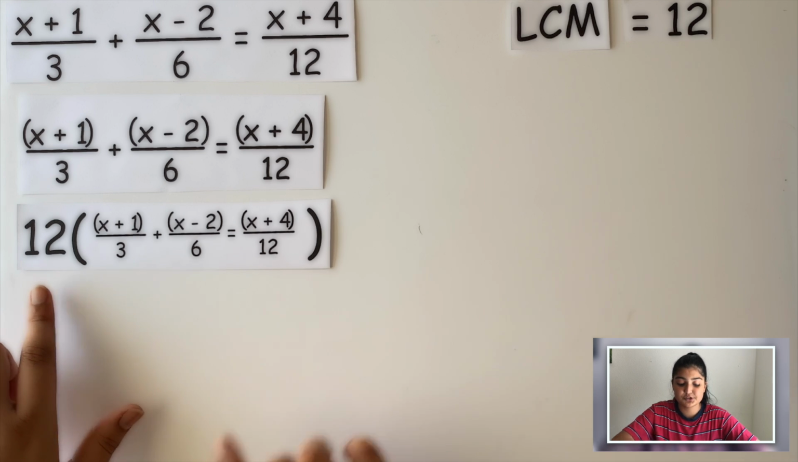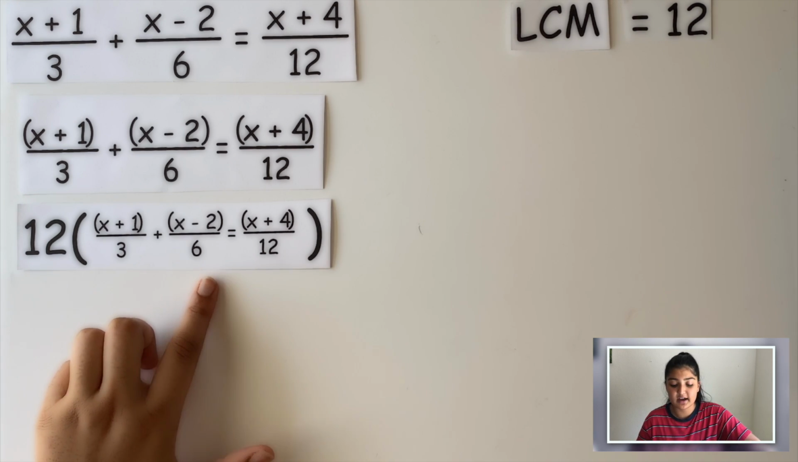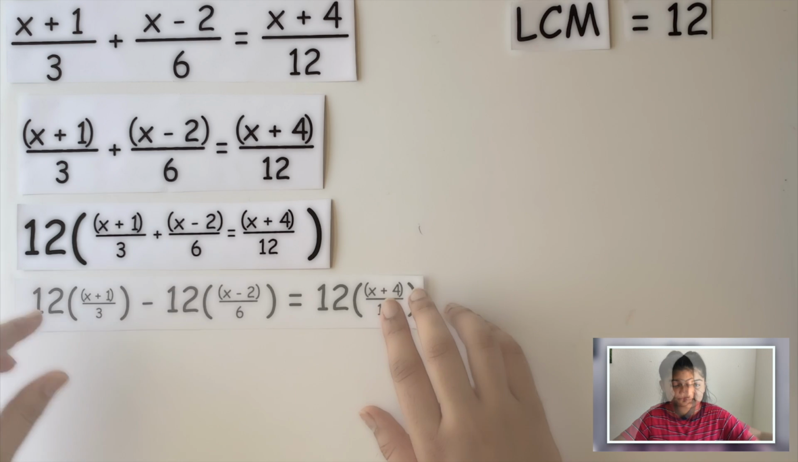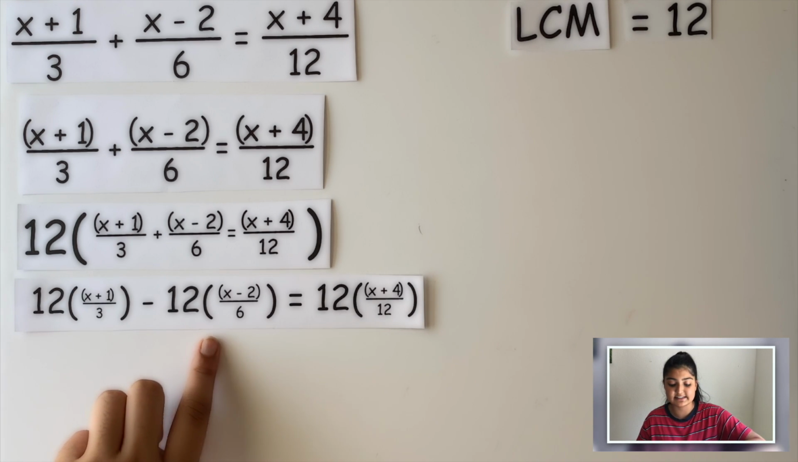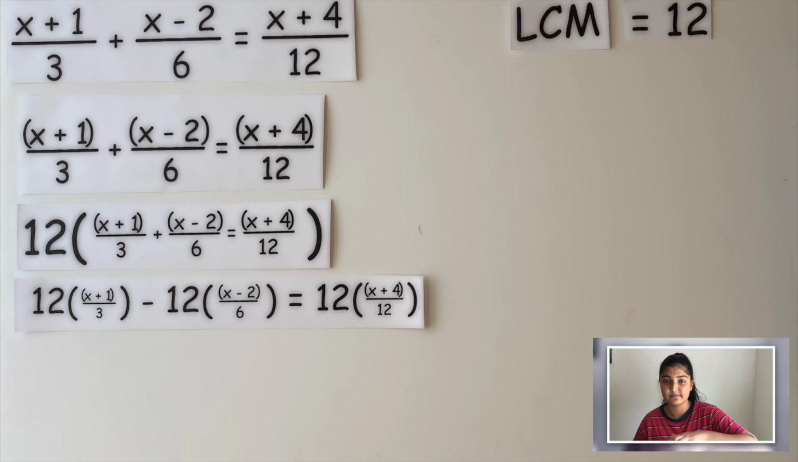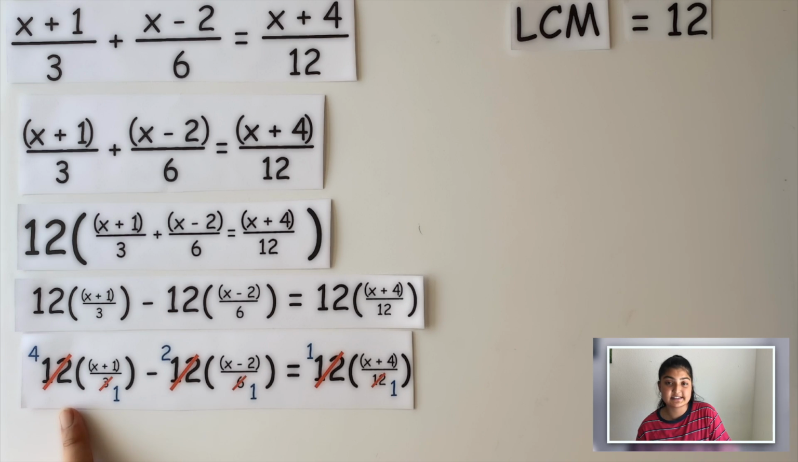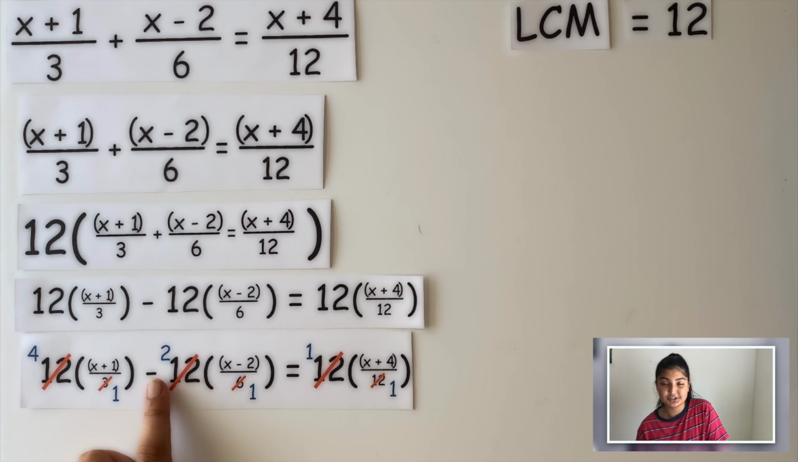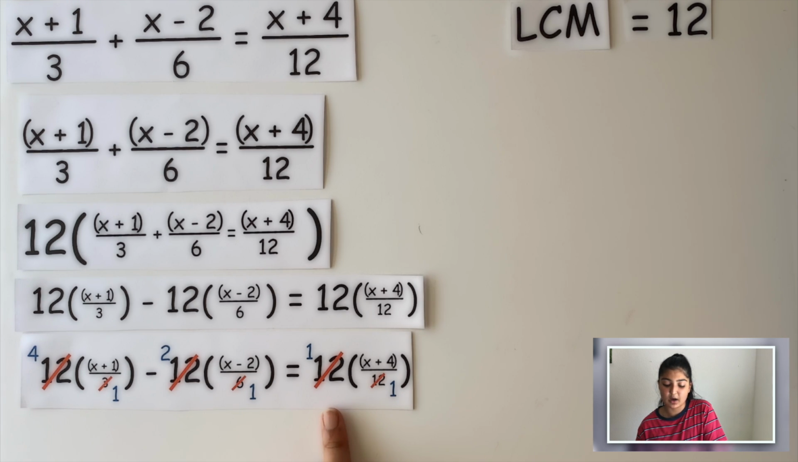Next, let's distribute 12 to each one of these 3 terms. Remember to use parentheses around each term. Now, let's cross out and divide anything that we can. 3 goes into 12 4 times. 6 goes into 12 2 times. And finally, 12 goes into 12 1 time. So now let's multiply everything out.